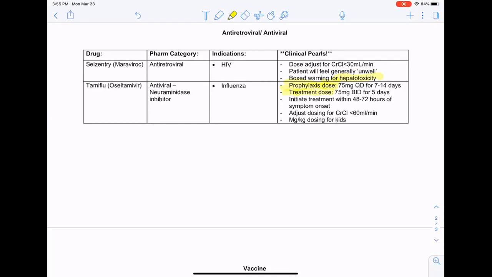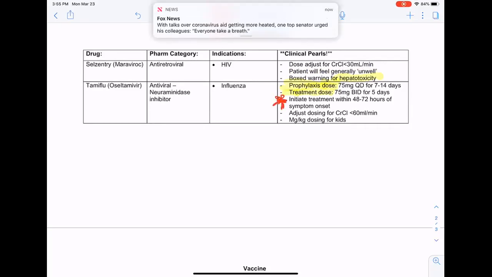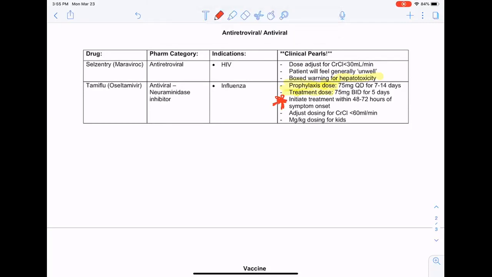And then you're going to want to initiate treatment within 48 to 72 hours of symptom onset. This is a very important point, so I'm going to put a star next to it because it's extra important. If you do not initiate treatment within 48 to 72 hours of the onset of symptoms, you are not going to be treating your influenza. It's not going to be worth it. Basically there's no point in taking it, because you're already past that window of successful treatment.